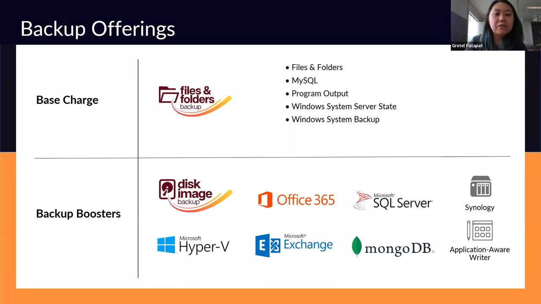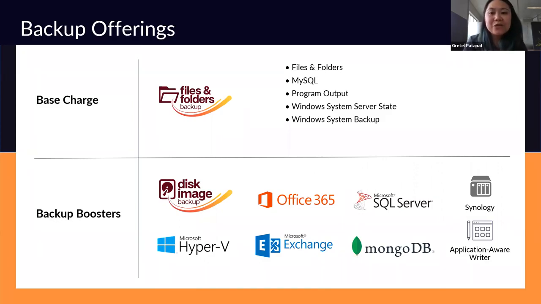And then we have what we call boosters, which I think we'll cover in a bit during the demo later on. Boosters are basically backup types that are not covered in the base charge. For example, if you want to be able to do a bare metal restore, then you can do a disk image backup. If you want to back up Office 365, that would be considered a booster backup, as would Hyper-V, etc.